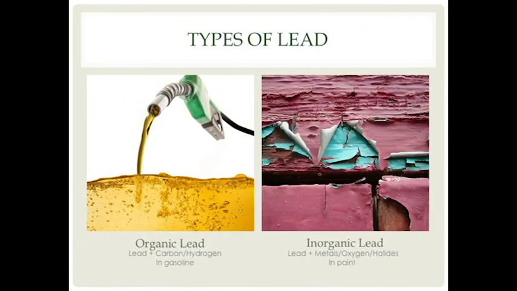Lead compounds can be separated into two major groups: organic lead compounds and inorganic lead compounds. Organic lead compounds are most often combined with carbon and hydrogen. These compounds are used to make leaded gasoline, tetraethyl lead, and tetramethyl lead. Inorganic lead compounds, such as lead oxide and lead chloride, are combinations of lead with other elements. This is the type of lead that is found in leaded paints.